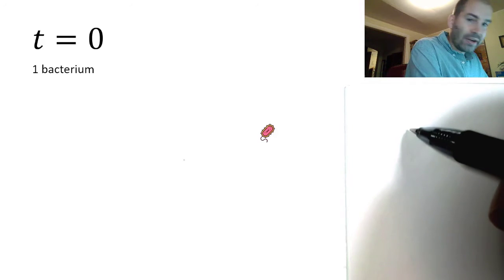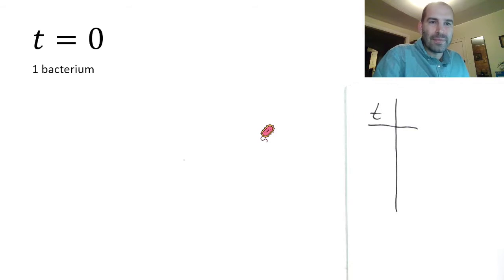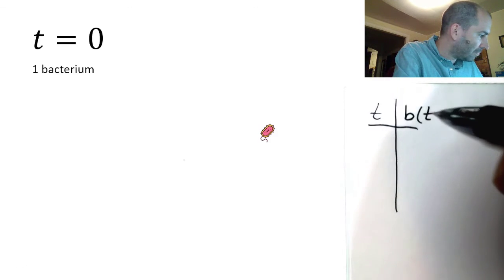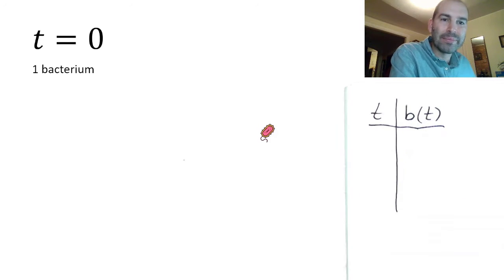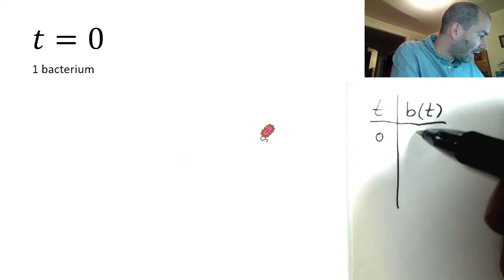So I'm going to make 2 columns, just like we did before. Time on the left. And now my function is going to model the amount of bacteria. Let's use lowercase b for this. So it'll be bacteria at time t. All right, so at time 0, we have 1.